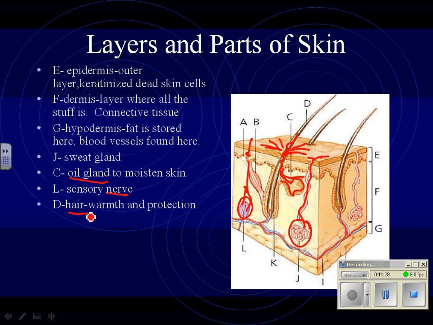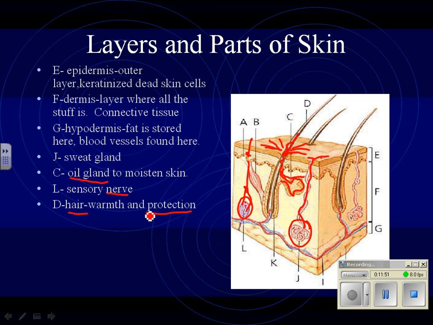Letter D, hair. As far as we can tell, hair is for warmth and protection. And I guess for some of you, you spend a lot of money on it to look good. We don't. Again, we'll talk in a little more detail about hair at a later time. You're probably wondering why protection.